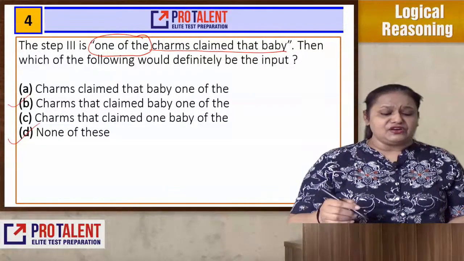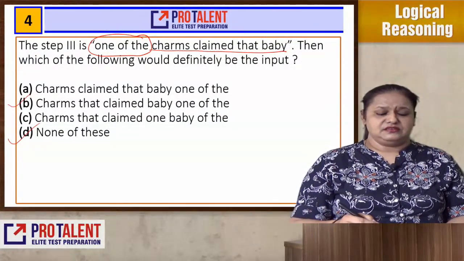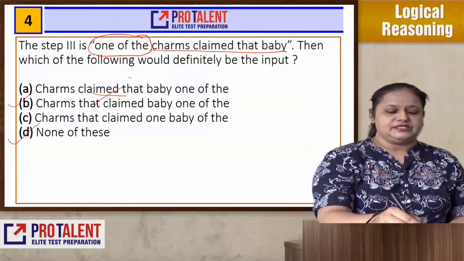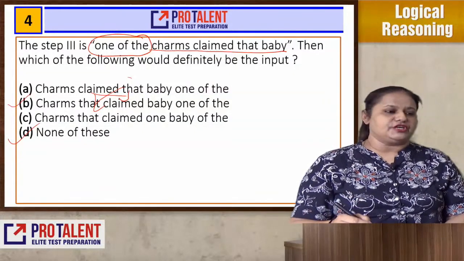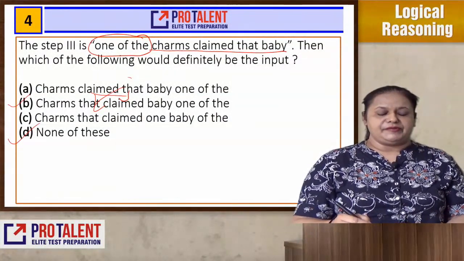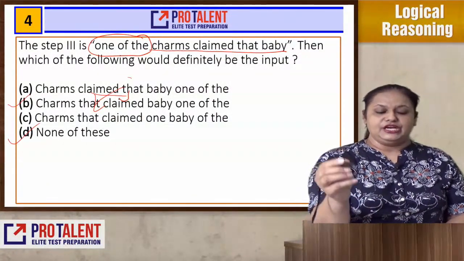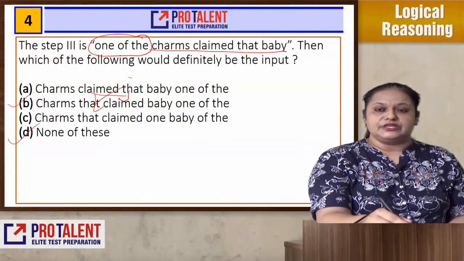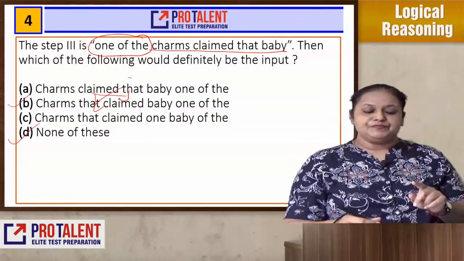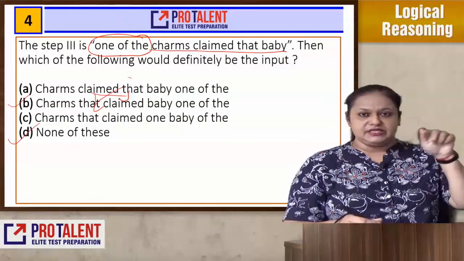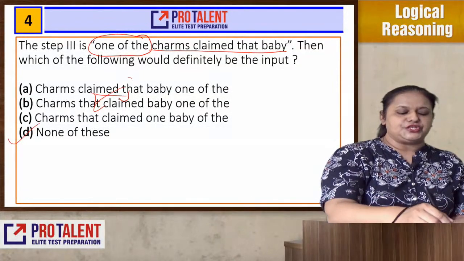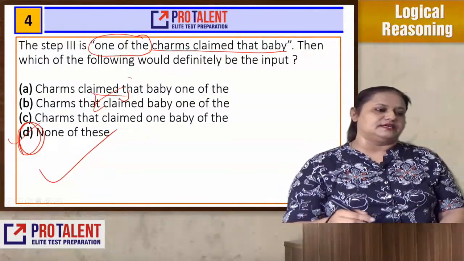A is definitely not the answer because here there is an interchange of the words. You can see this has changed the order. So this is not the answer. Yes, among B and D, what will be the answer? If you carry it forward, then in Charms claim that baby, the of one should have been in the reverse order. We don't have that sequence, and hence the right answer is option D. Option D is the correct answer.